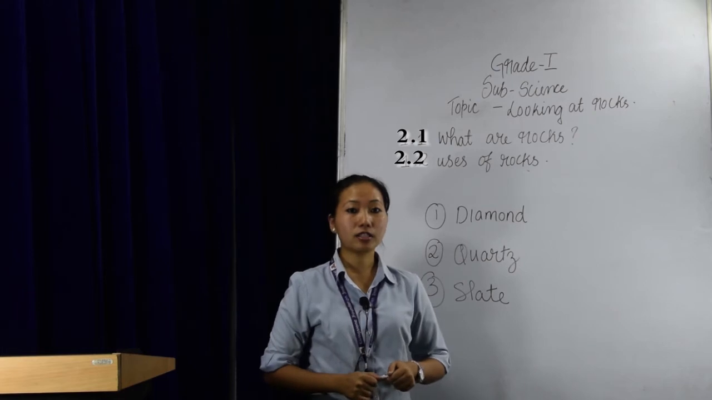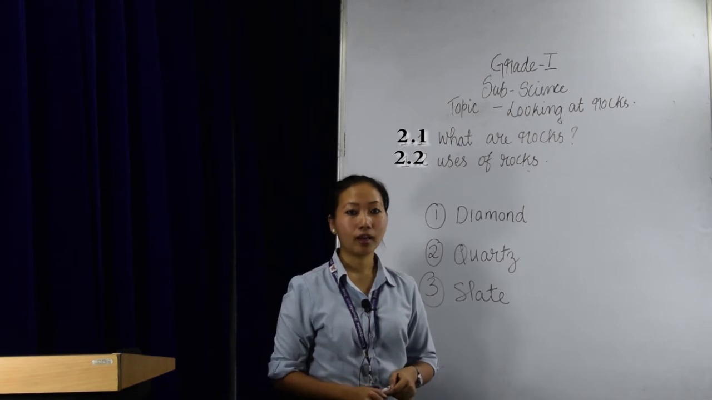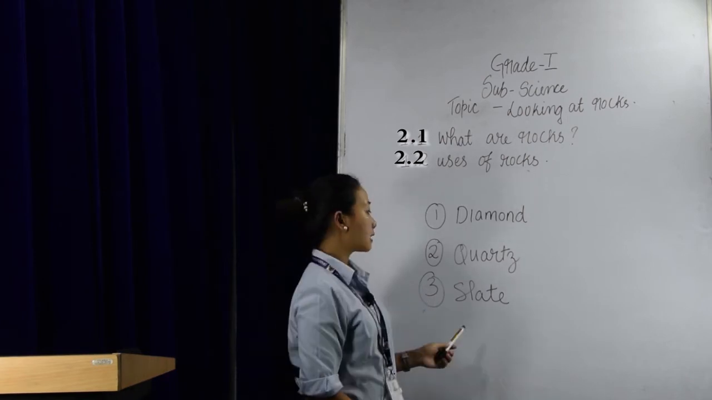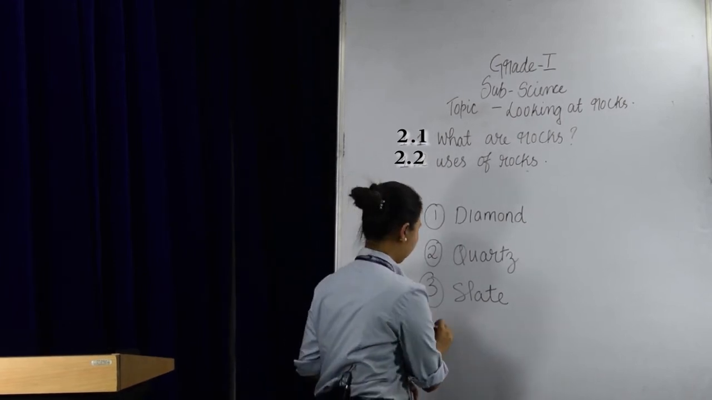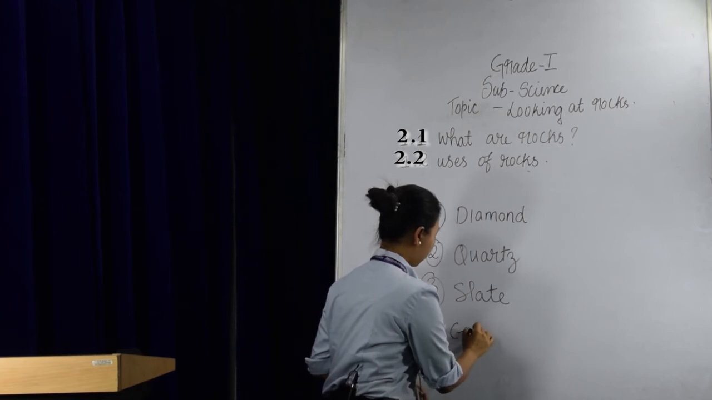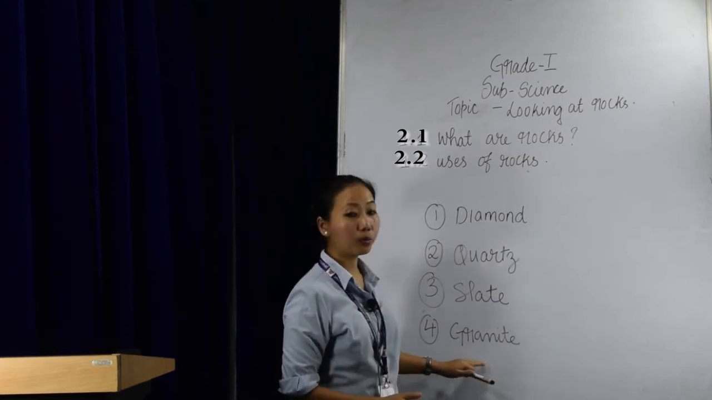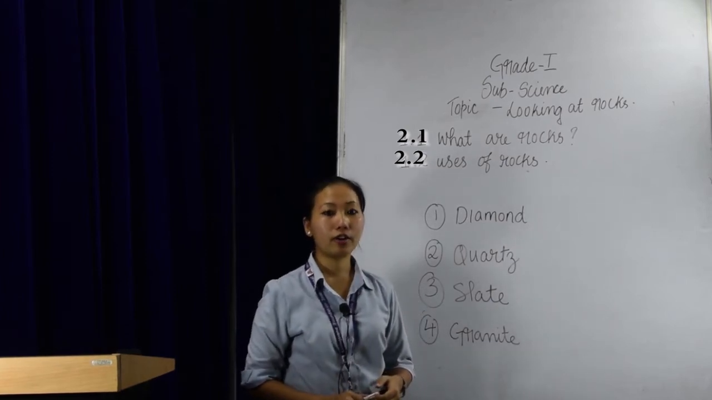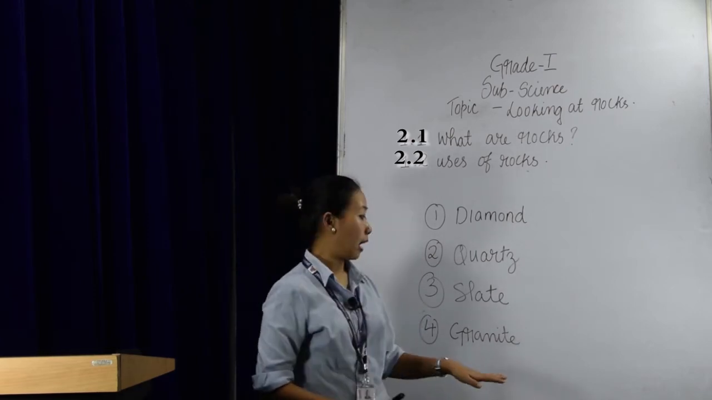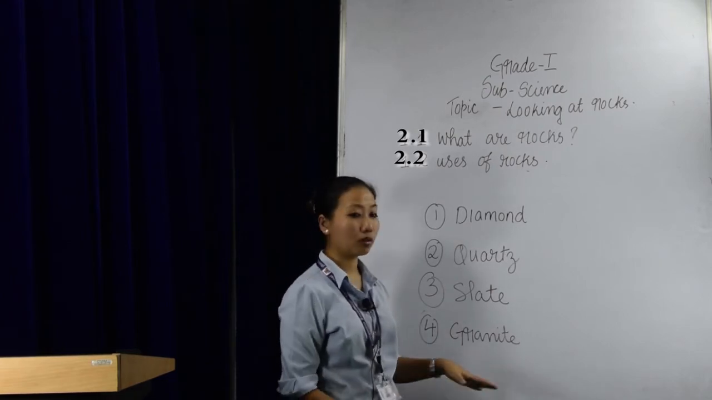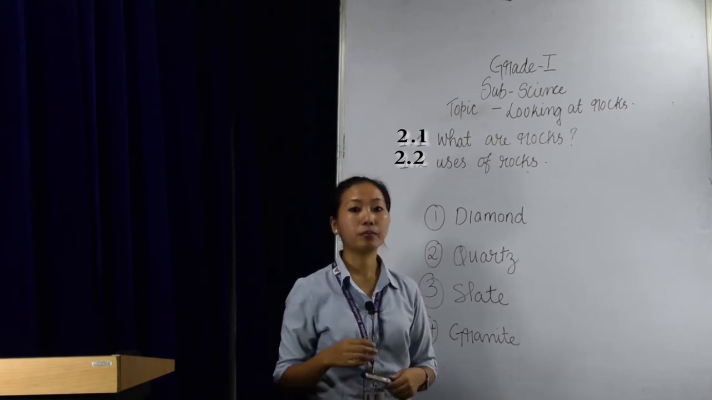Slate. Slate is also a hard rock which is found in blue, gray and purple. Slate is used for roof and floor tiles. The fourth one is granite. Granite is a very strong rock and it is used in buildings. And granite is also an igneous rock, as we have learned in a previous topic.